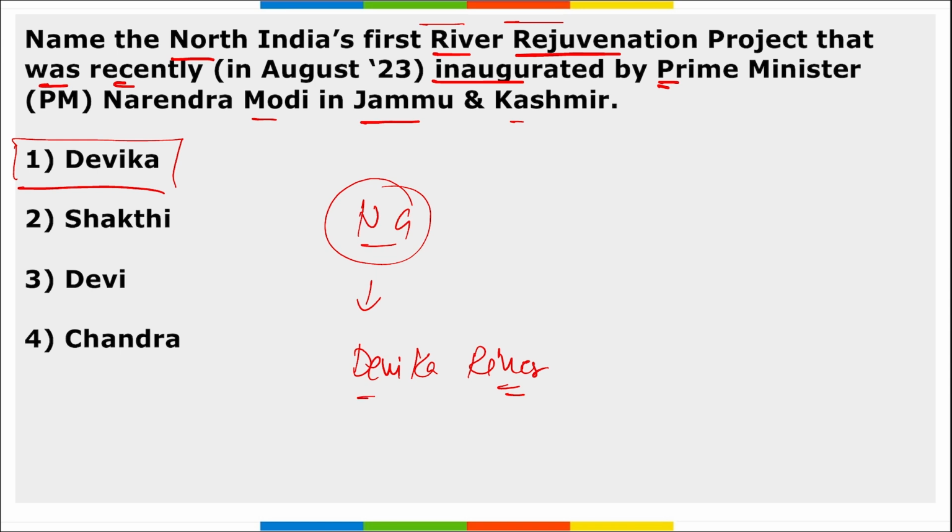Correct? And this Devika river, where is it? It is in Udhampur, Jammu and Kashmir. So remember this project name Devika, that is North India's first river rejuvenation project that was recently inaugurated by Prime Minister Narendra Modi, and it was in Udhampur, Jammu and Kashmir.